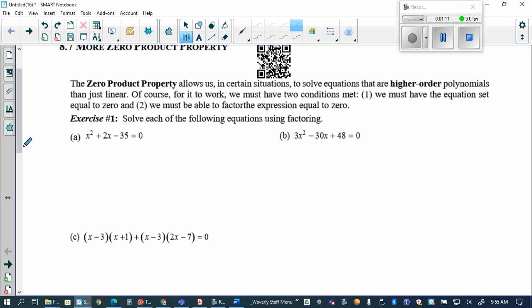I think next section or next book, we use a quadratic formula. I can't remember now. But anyway, let's factor this thing. Is there a GCF in A, the x squared plus 2x minus 35? No, it's a trinomial, so we'll just get halfway done, right? So what are the numbers that go in the two spots?